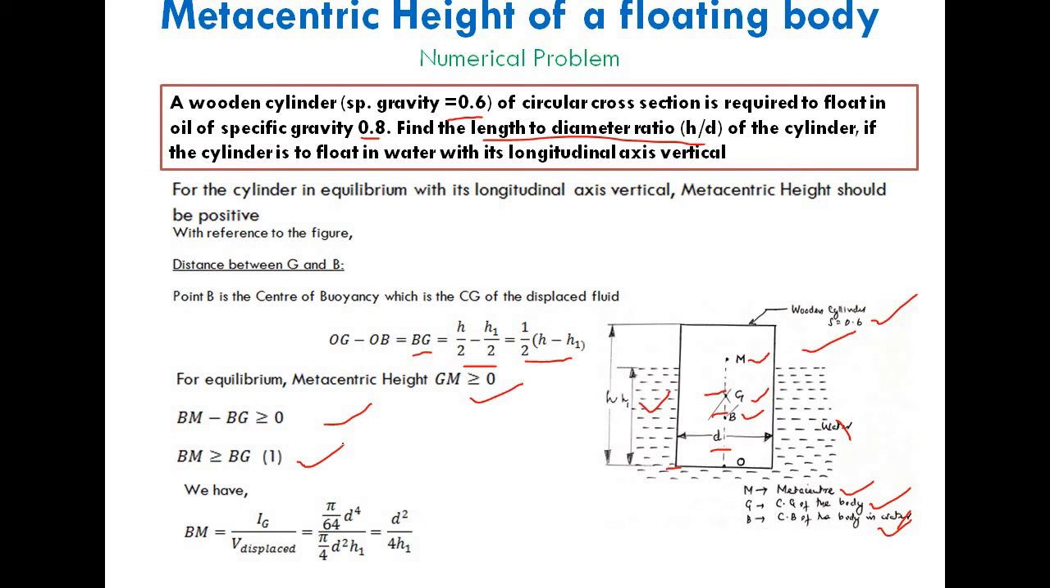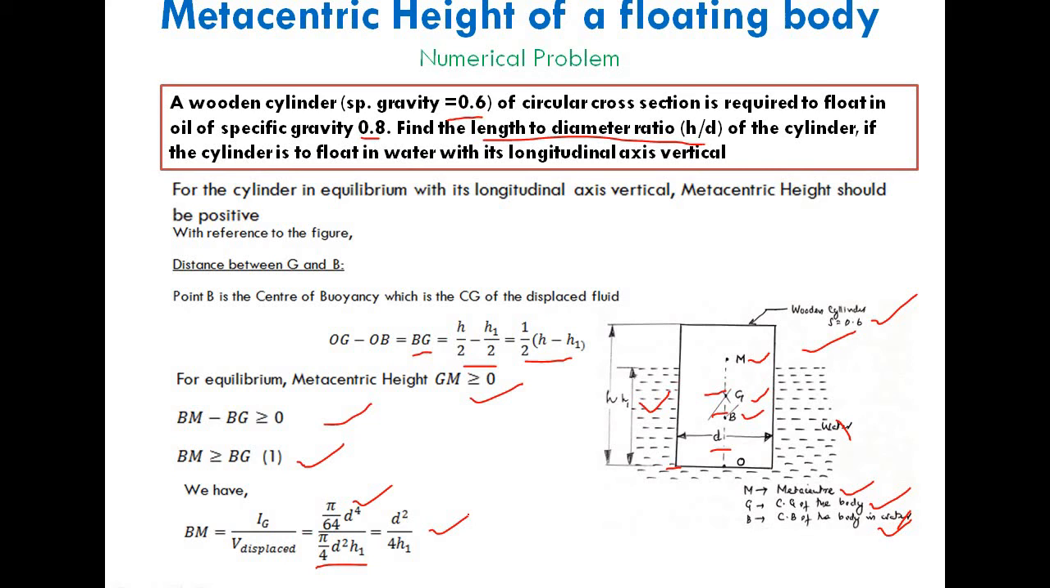So what is BM? BM, we have the formula Ig divided by volume of the immersed portion, sorry, volume of the oil displaced. What is Ig for this cylindrical object? Ig will be pi by 64 into d raised to 4. And the volume of oil displaced will be pi by 4 d square into h1, because h1 is the depth of immersion of the body in oil. So pi by 64 d raised to 4 divided by pi by 4 d square h1 will give you d square by 4h1, that is BM.